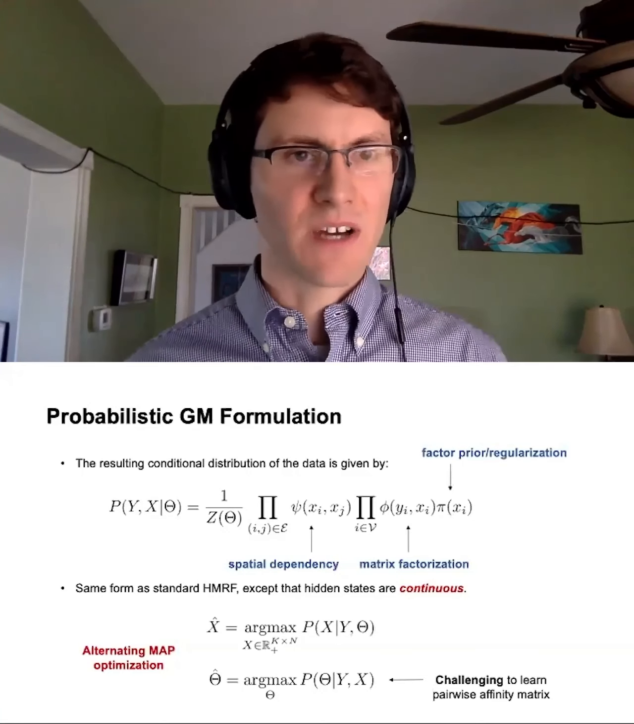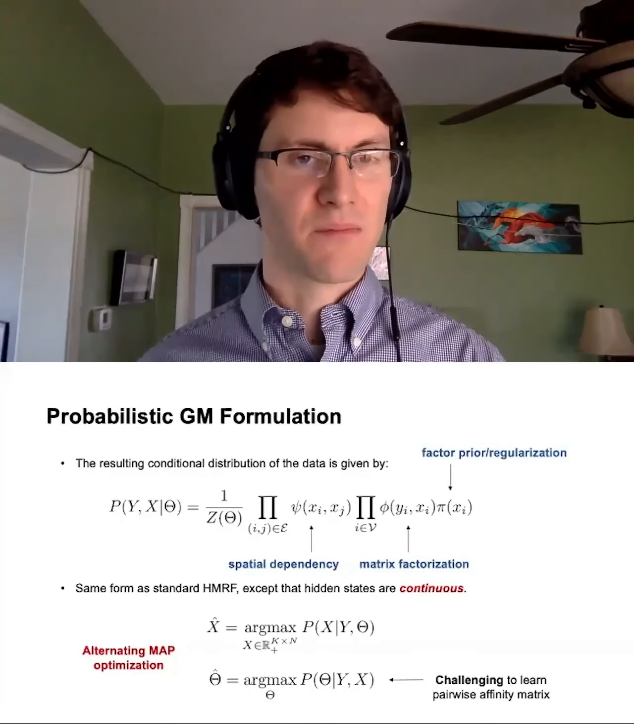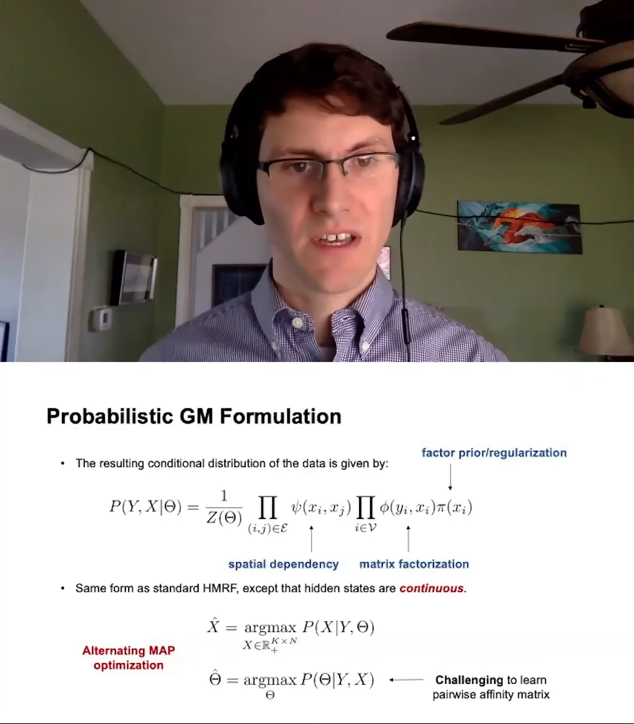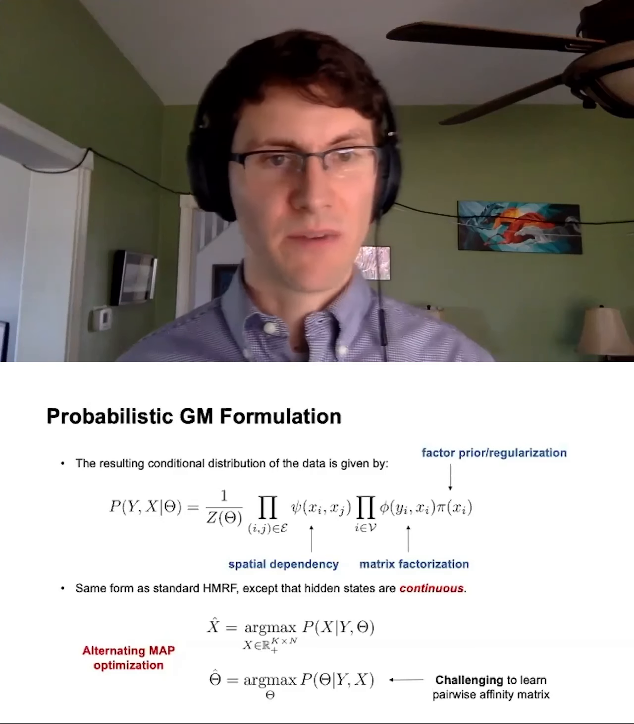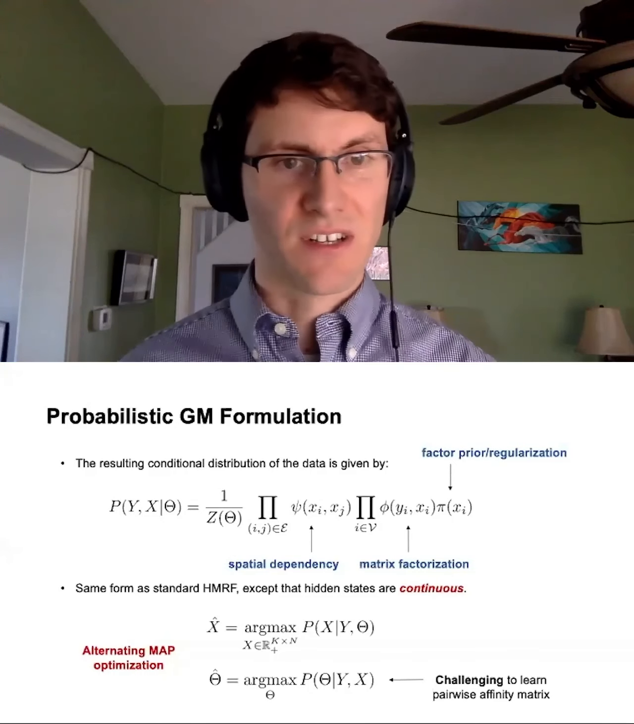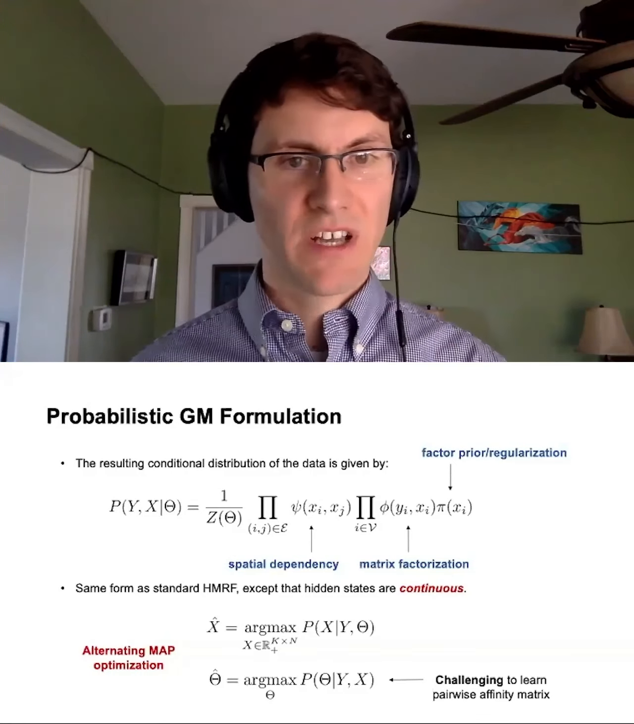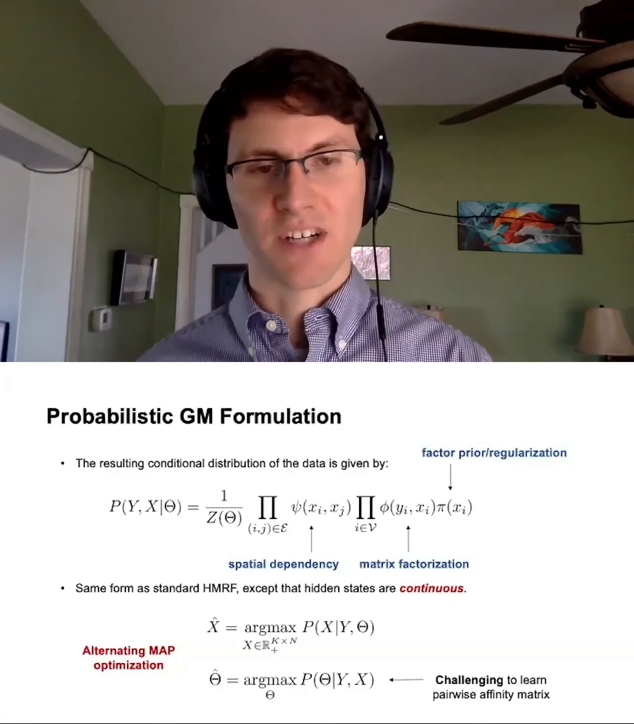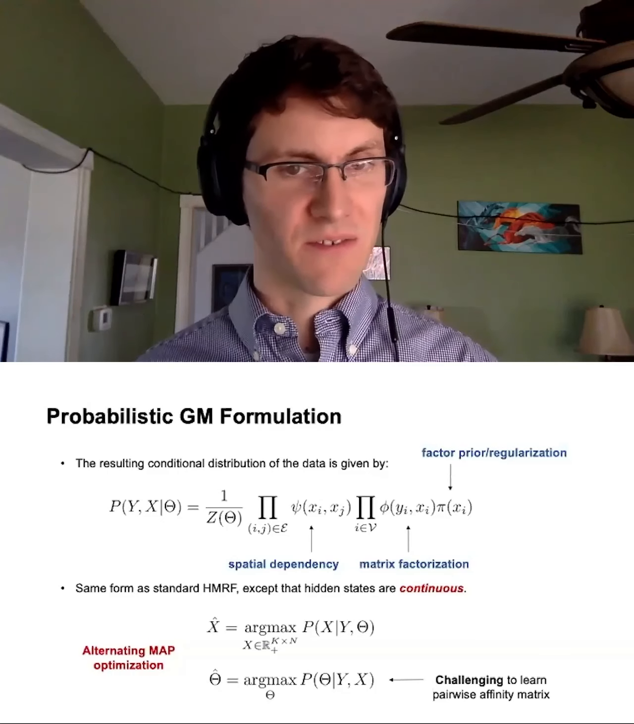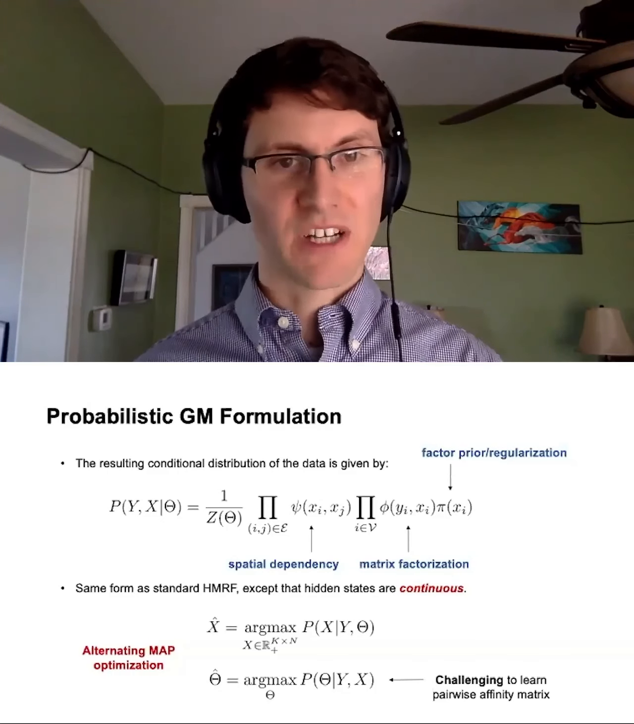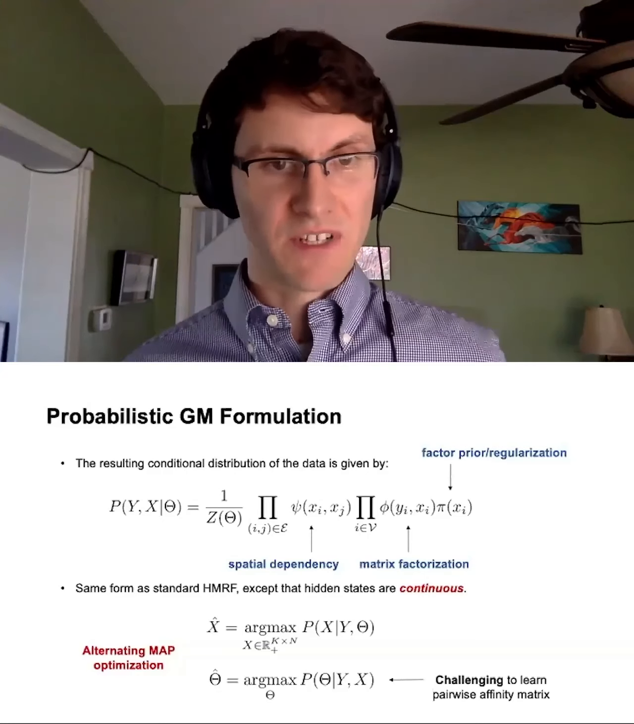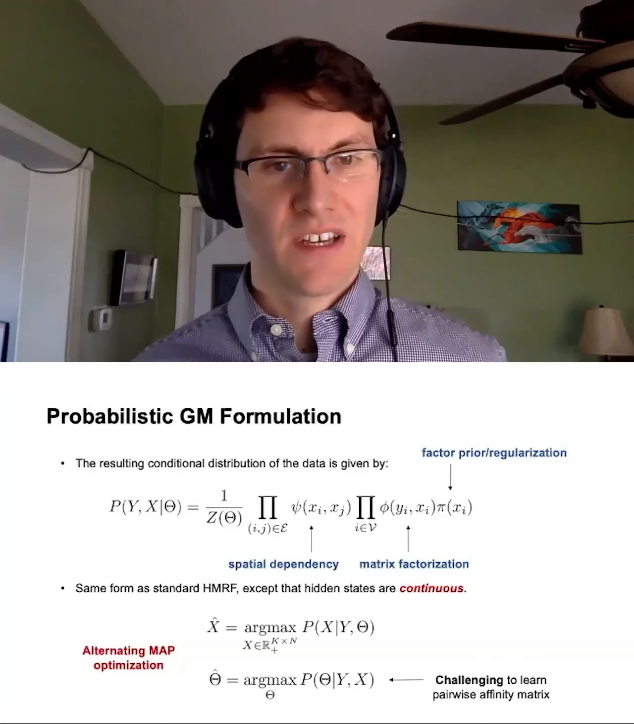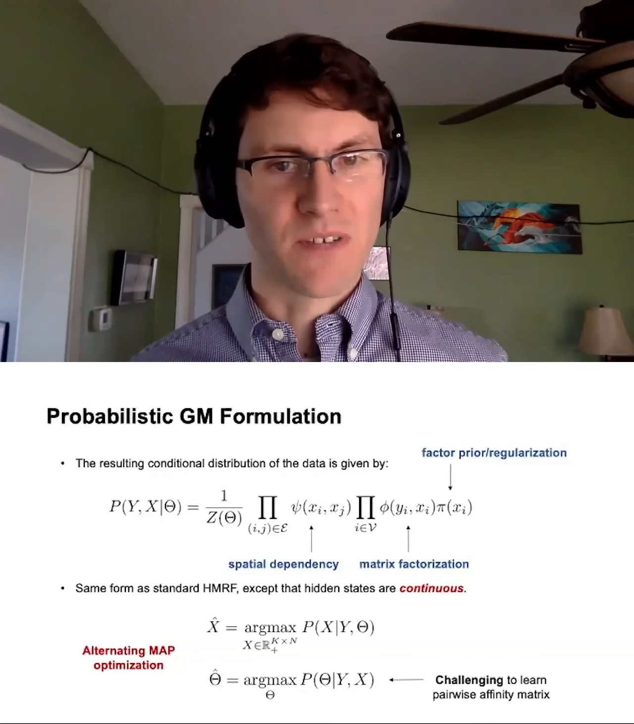To fit the model to the data, we treat it as a maximum a posteriori problem, where we're solving for the likelihood of the data given the parameters. To solve this, we proposed an alternating MAP optimization method, which has some technical challenges, since we're treating the hidden states as continuous variables and not discrete like in a standard HMRF, and because we're trying to learn these spatial affinities from the data rather than assuming them. If you're interested in the technical details of this, I encourage you to look at our paper, which will be available soon.